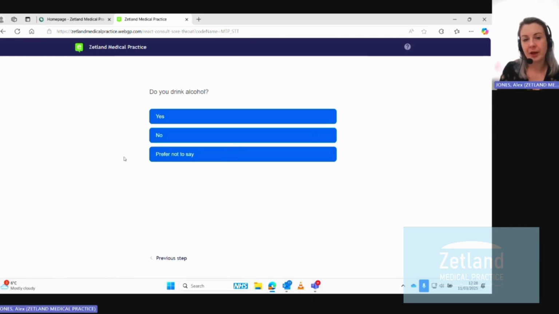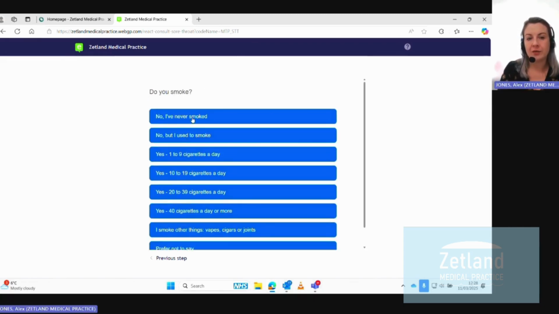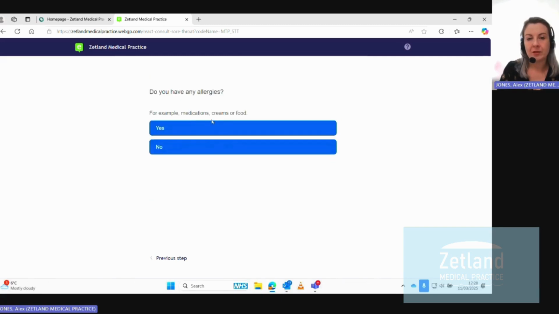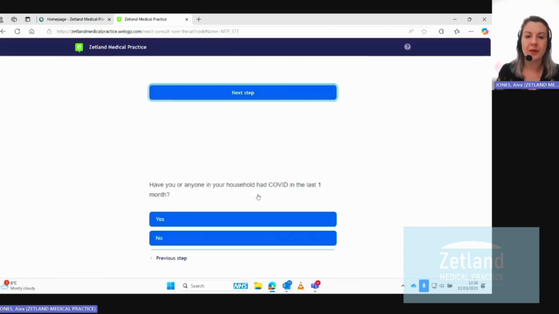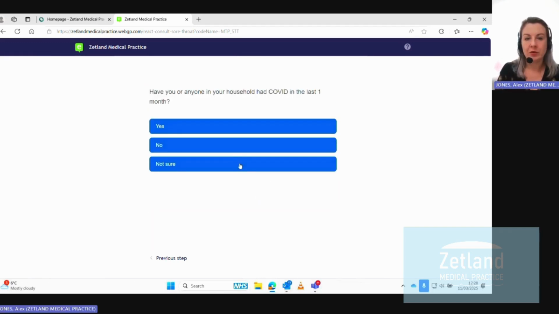And this is just some screening health questions. So we're going to say no to that, and that I've never smoked. And let's just say that yes, I do have an allergy. And then you could write it here. So it might be that you have a penicillin allergy, and then it just makes the doctor aware, just an extra reminder to us. We'll have it on your notes, but at least then we're seeing it when we're reading through the e-consult. Anyone in your household had COVID?